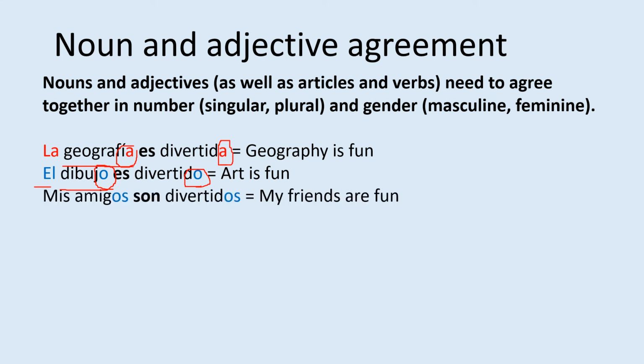Another example, mis amigos son divertidos. So here, the noun amigos is masculine because of the O, and is plural because of the S. And also the article mis is plural, as you can see, adding the S. So when I am choosing the adjective, I need to make sure as well that it is masculine and plural. That's why I'm adding the O and the S to make it agree together.